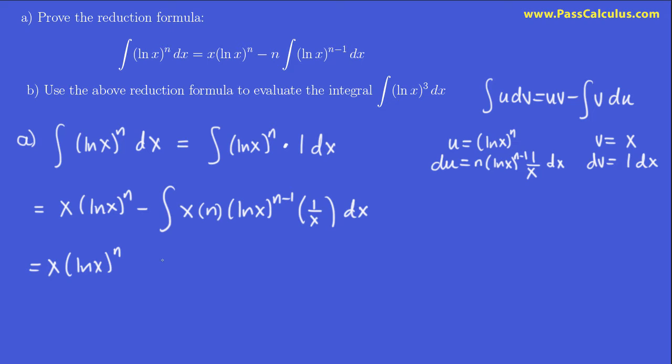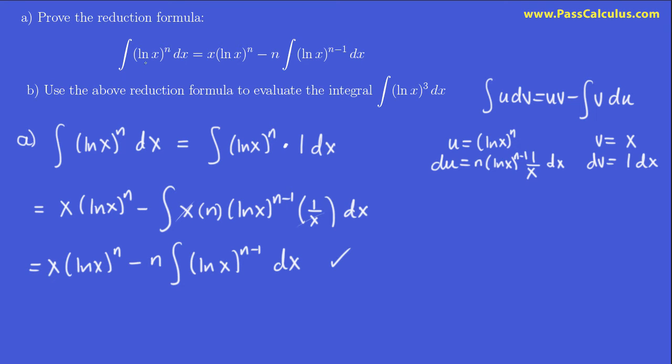How about over here? Well, notice that this x and this x actually cancel. And this n can be brought to the front. And it looks like we obtain exactly what we want. So we've just proven that this formula matches exactly with what's right here, right? That's what we needed to prove. So we're done.